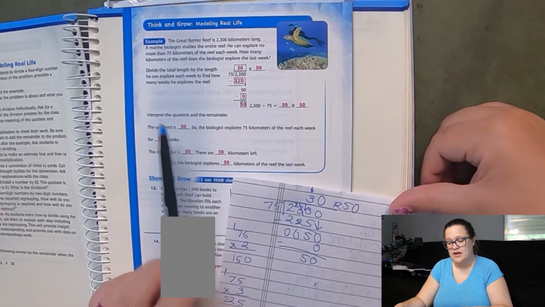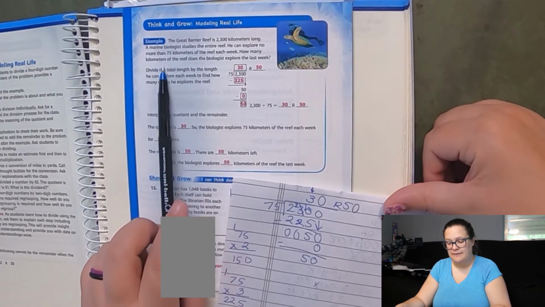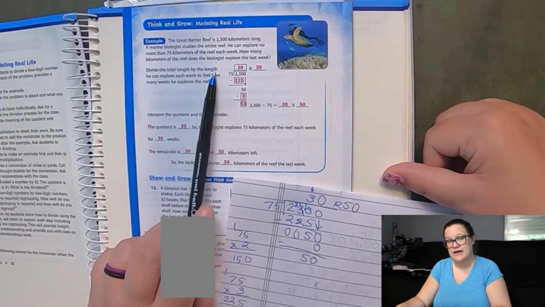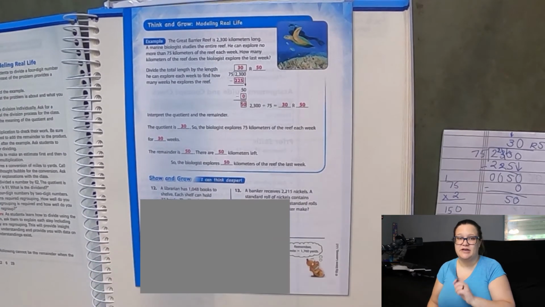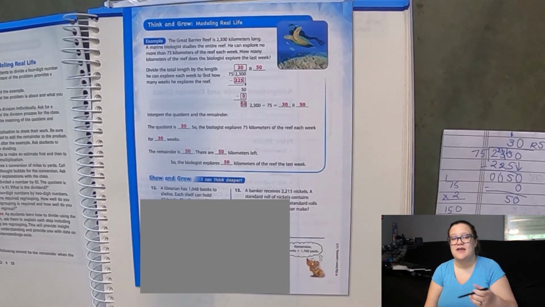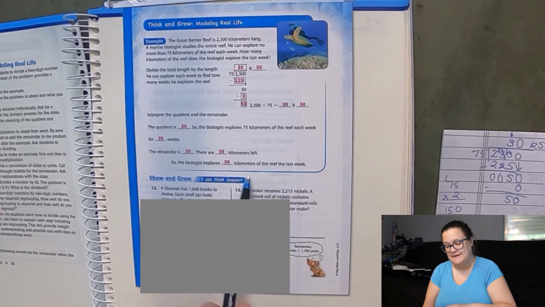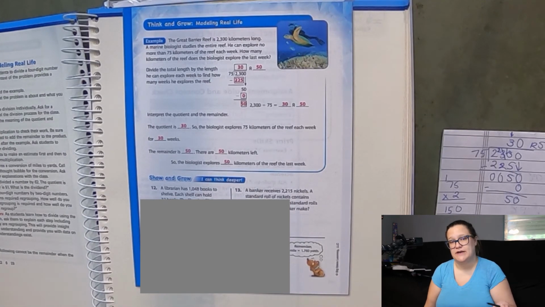It wants to know how many kilometers of reef the biologist explores in the last week. Well, there were 30 weeks where he could explore the whole 75. Then in that last week, there were only 50 left, right? So the biologist explores 50 kilometers of reef in the last week.